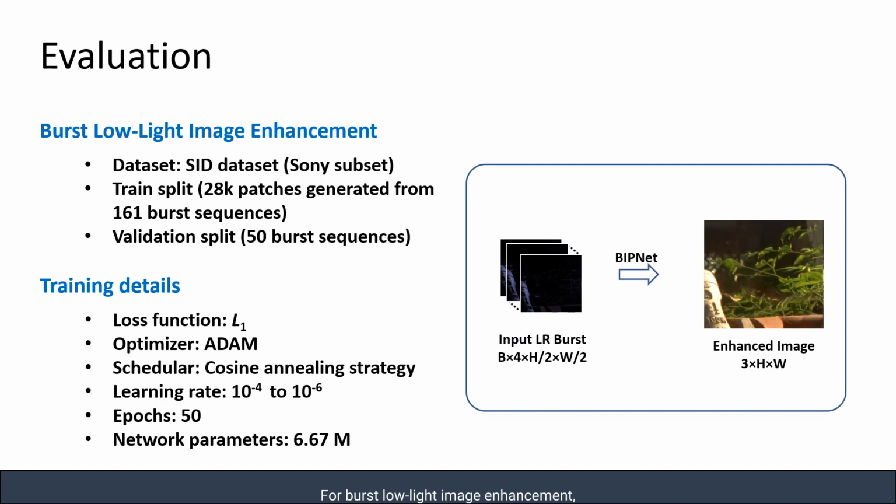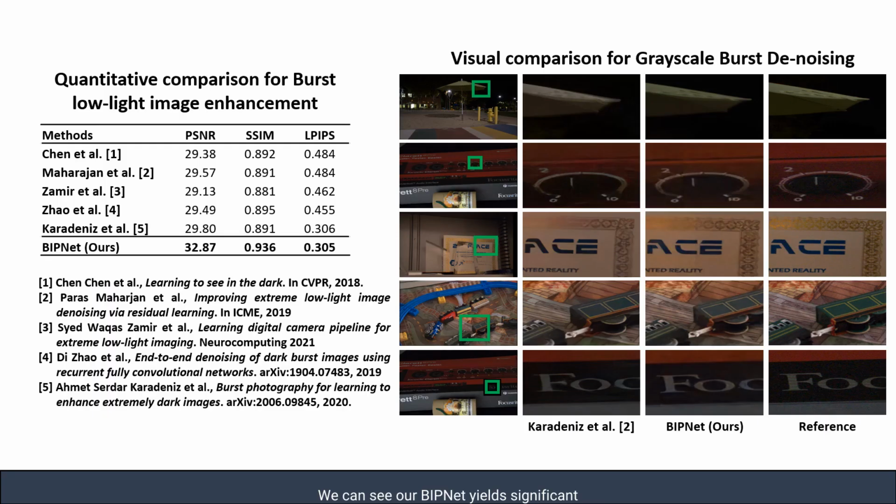For burst low light image enhancement, we prepare 28,000 burst patches from 161 burst sequences of the training split of the SID dataset. You can see our BIPNet yields a significant performance gain of 3.07 dB over the previous best method on the SID dataset. Similarly, the visual examples provided in the figure also show the effectiveness of our approach.